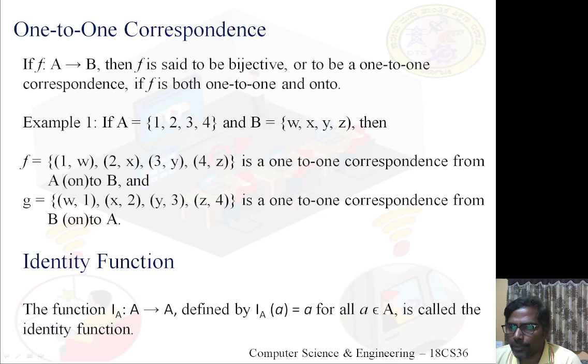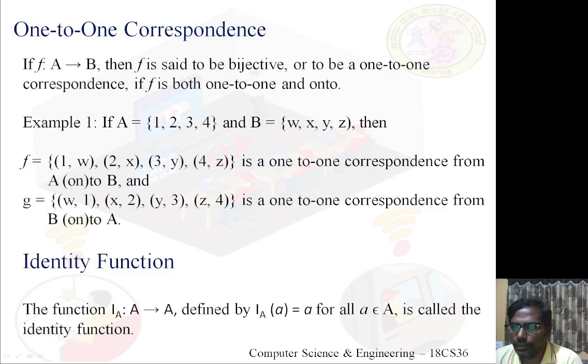Also, we had a discussion about onto function. So what is an onto function? A function f from A to B is said to be onto if all the elements of codomain appear at least once as an image. I repeat, a function f from A to B is said to be onto if all the elements of codomain appear at least once as an image.